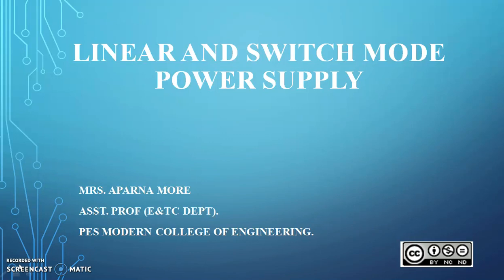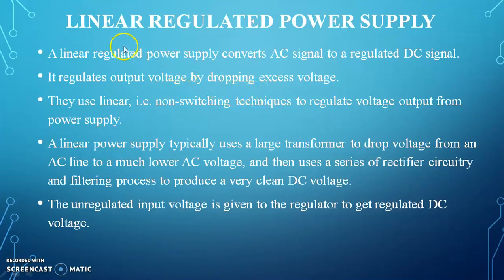Today we will be discussing in this video two major types of power supply, that is linear power supply and switch mode power supply. Linear regulated power supply converts an AC signal into a regulated DC signal. It regulates the output voltage by dropping the excess voltage. They use linear, that is non-switching, techniques to regulate the output voltage.